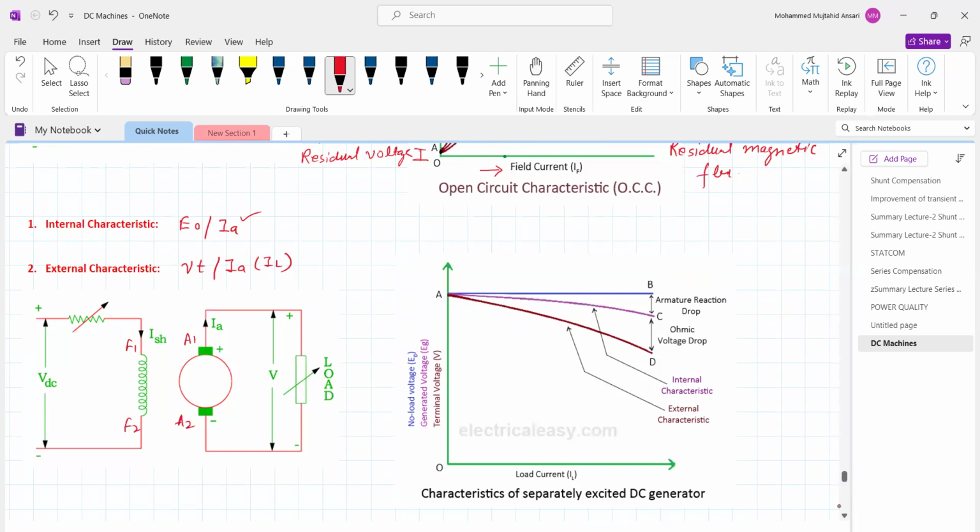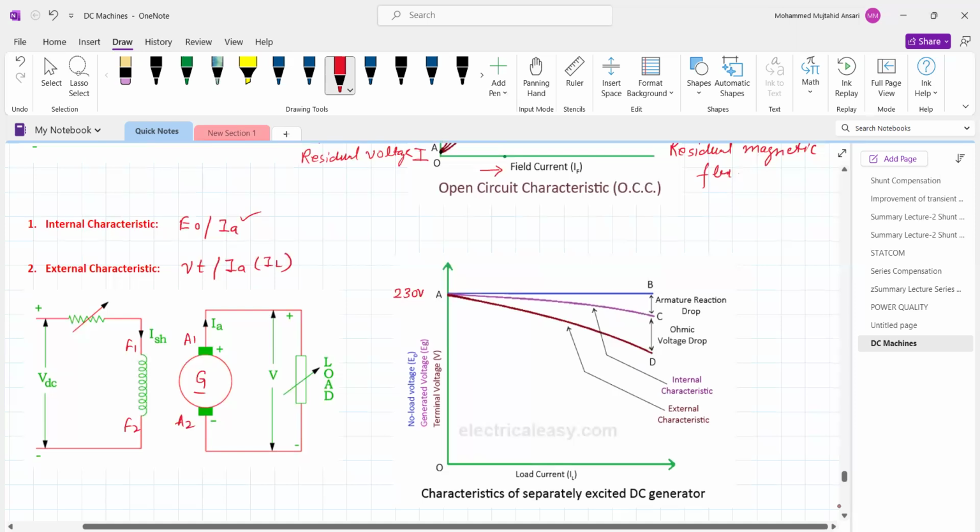So here the load is connected, and it is going to deliver the current. This is the generator. Now, at no load condition, when there is no load across the armature terminal, this is the terminal voltage. Say it is 230 volt for our simplicity. This is 230 volt. It is the no load voltage.